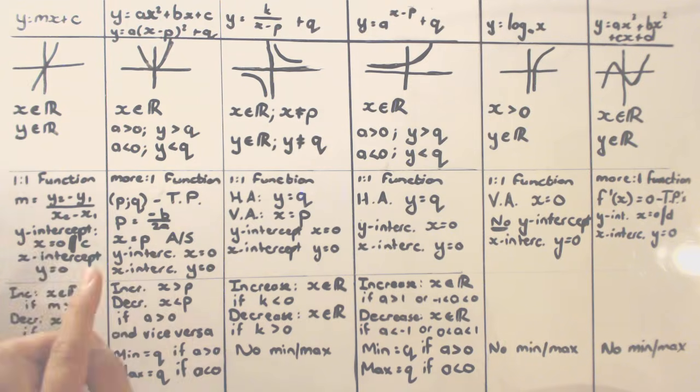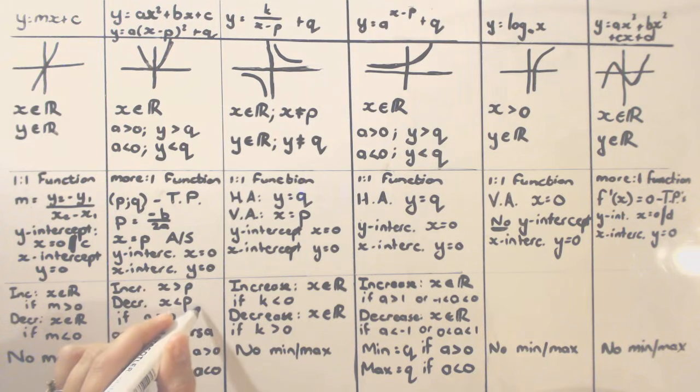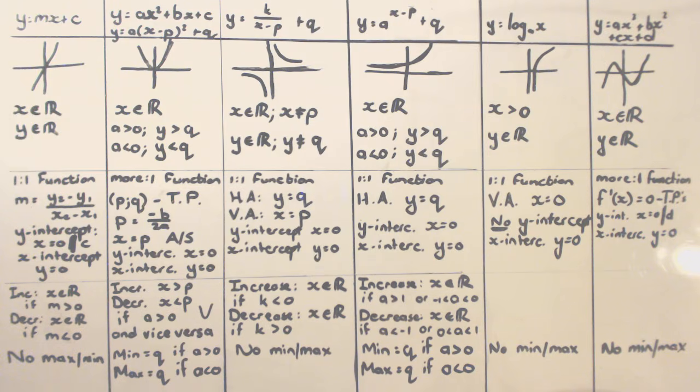For this graph, if the graph is a smiley face, so if a is bigger than 0, a is positive, my graph looks like this, right? Then I will have a decrease for that first part and an increase for that second part. If I think about the values of x, I know my turning point happens at (p, q). So my x value there at the turning point is p. So everything smaller than p will be a decrease, and everything bigger than p will be an increase.